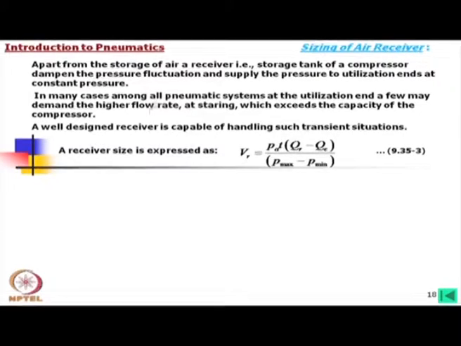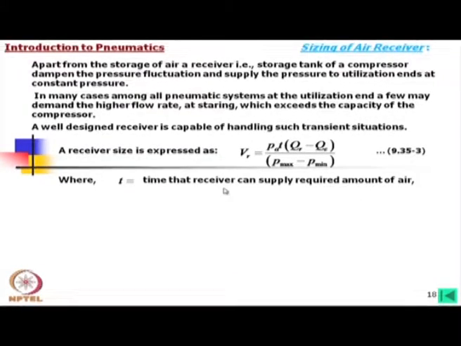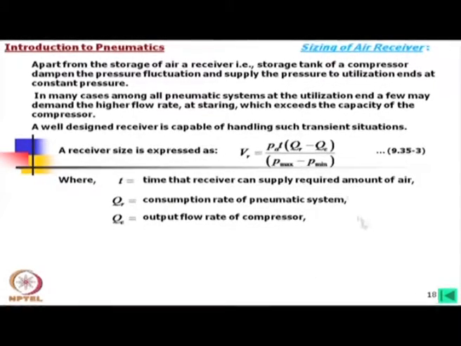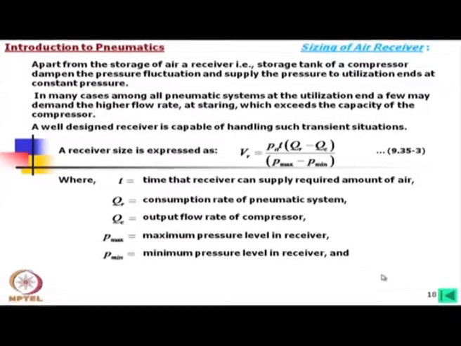That means, from time to time we need more excess air to flow. A reservoir size is expressed. Depending on the plant, we also have to find out the reservoir size. This is expressed by this formula, where T is the time that the receiver can supply the required amount of air, QR is the consumption rate of the pneumatic system, QC is the output flow rate of the compressor, P max is the maximum pressure level in the receiver, P min is the minimum pressure level in the receiver, and VR is the receiver size.